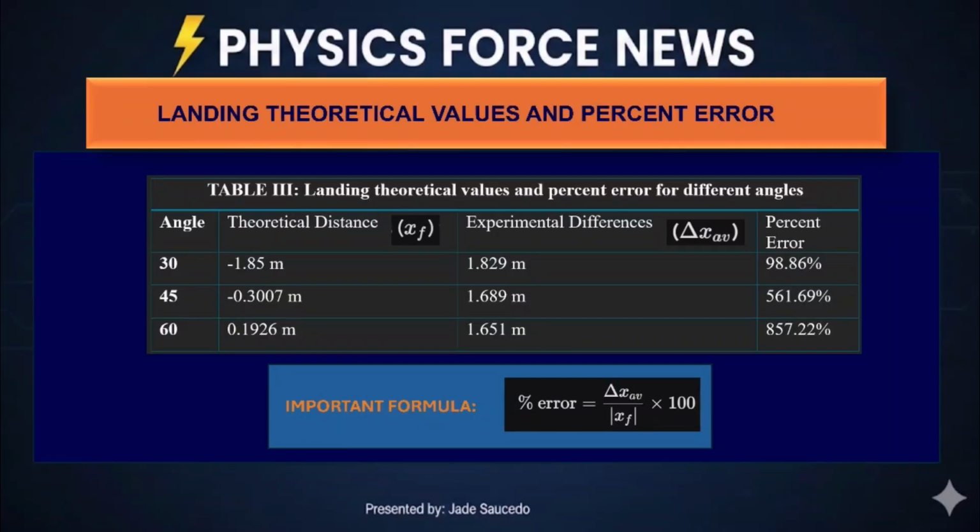For the 30-degree shot, solving this gave us a flight time of 0.637 seconds. Then we multiplied this time by our horizontal velocity, Vx, to get a theoretical landing spot, xf, of negative 1.85 meters.